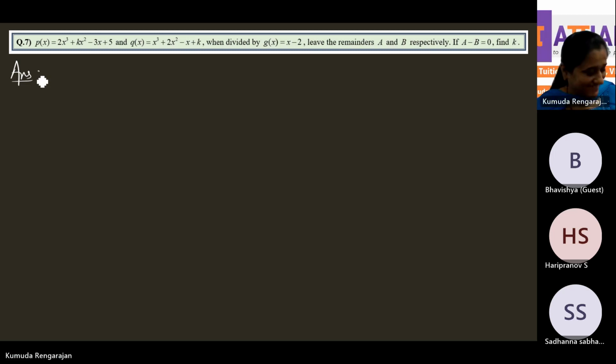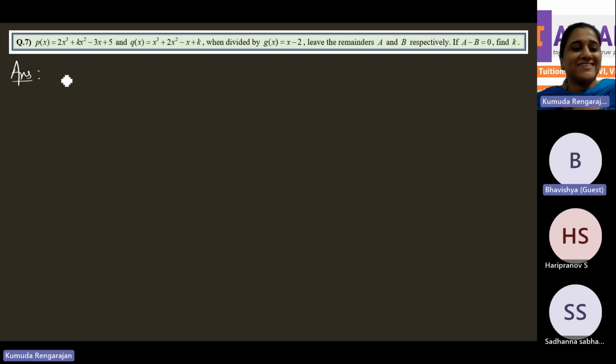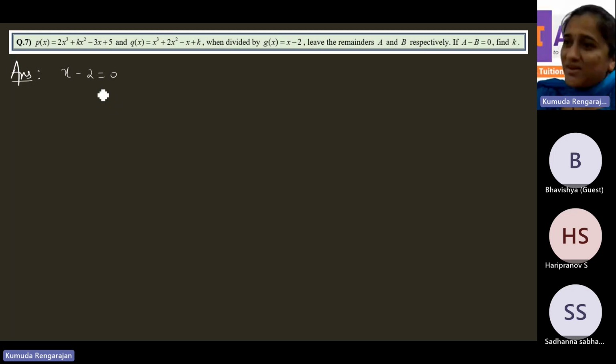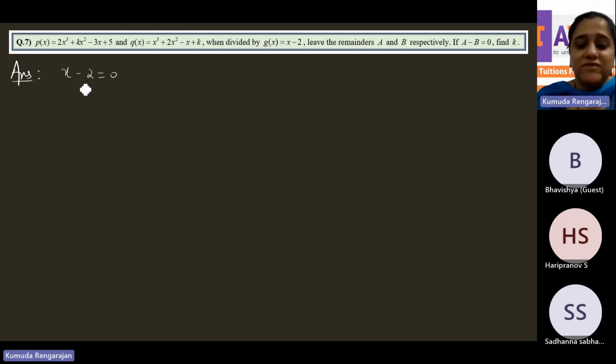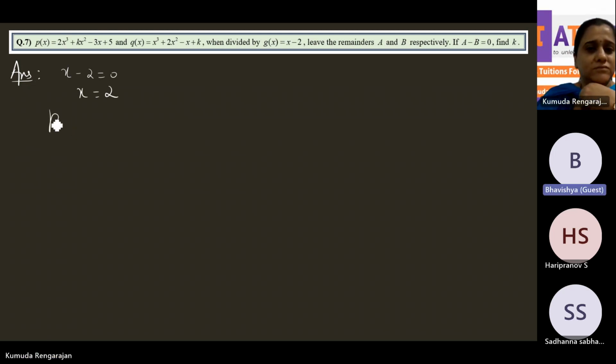Yes, Bhavishya. Ma'am, g of x is equal to x minus 2. x minus 2 is equal to 0. x is equal to 2. One second, Bhavishya. Sorry to say, you don't keep wriggling like this. All right, I got it. You conveyed what your teacher told. Please continue. x is equal to 2. After this, p of x is equal to 2x cube plus kx square minus 3x plus 5. No, I want something else.